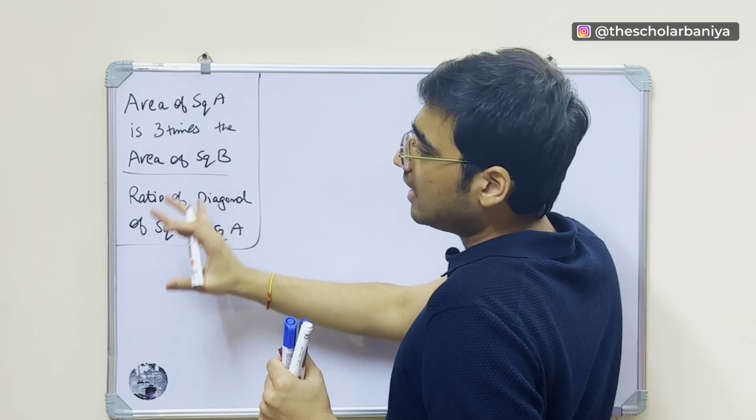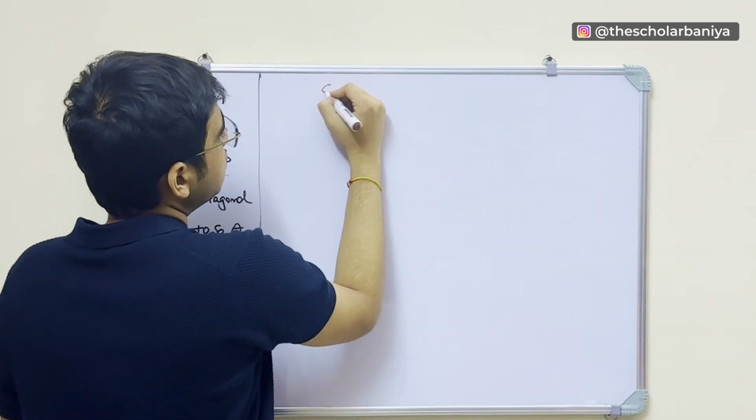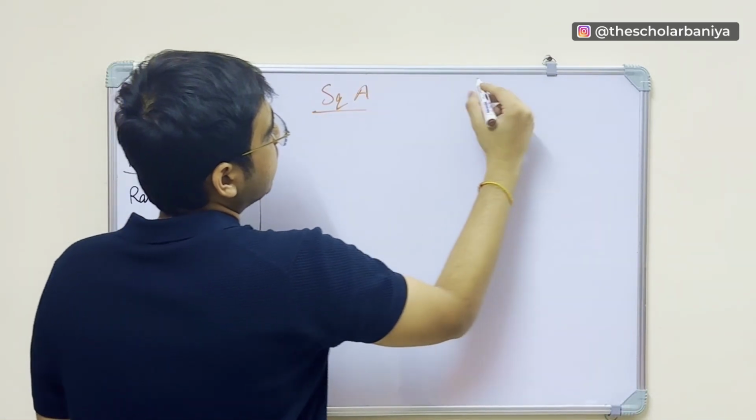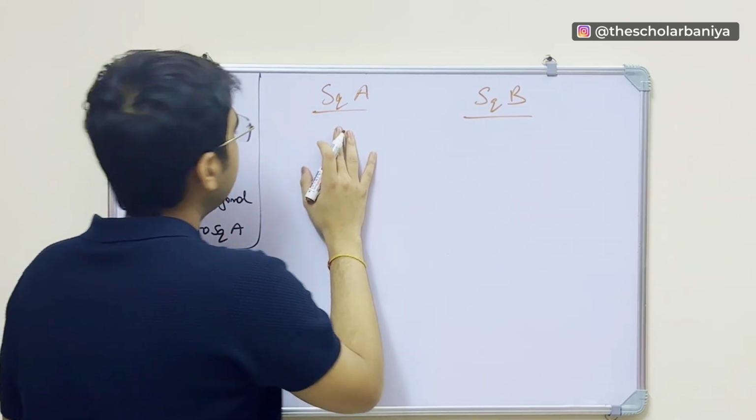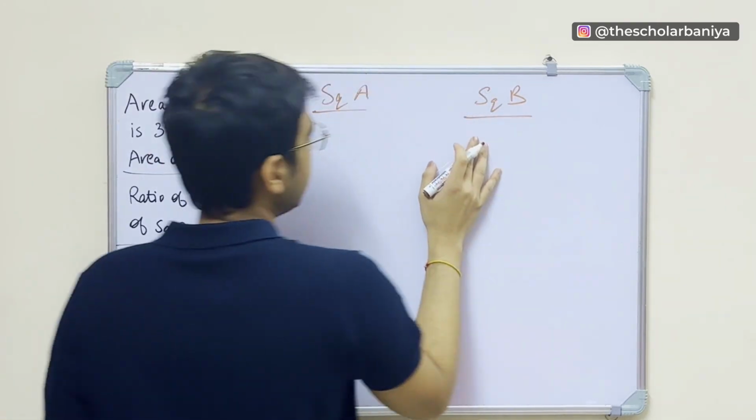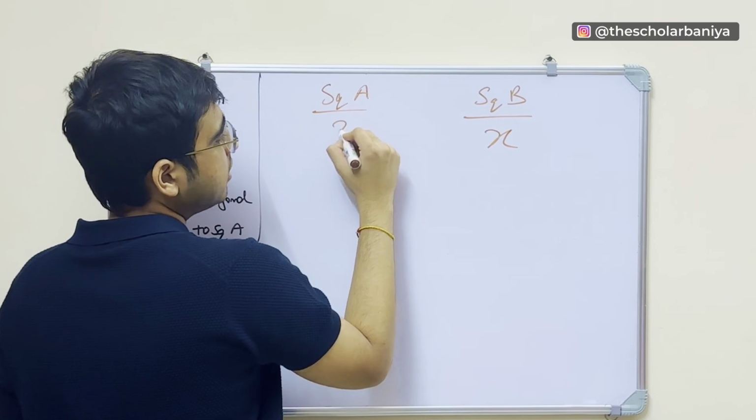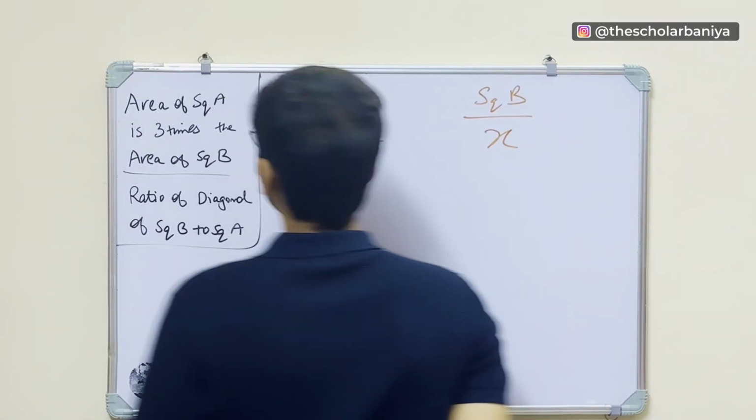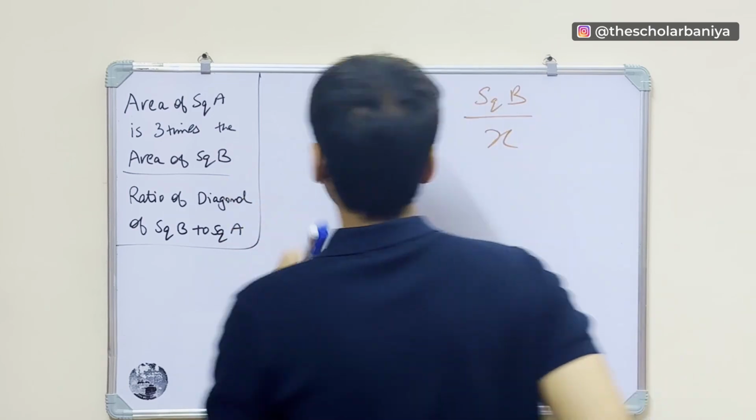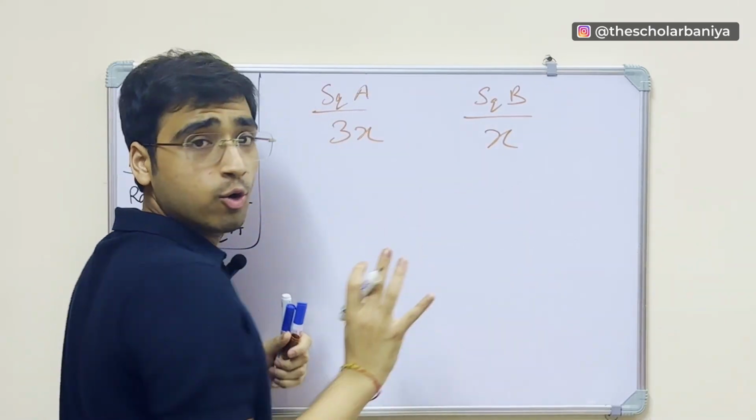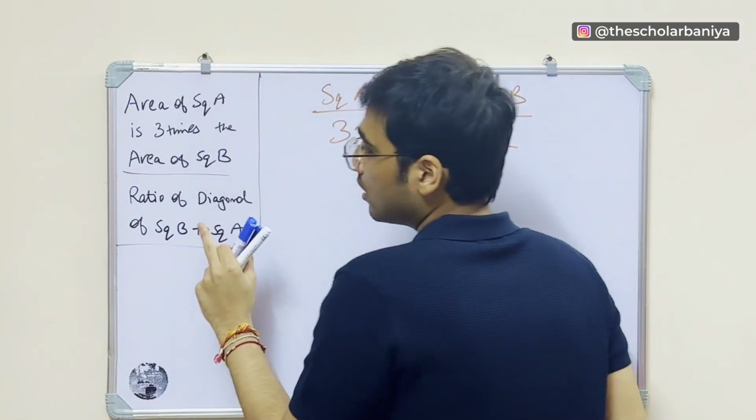The area of square A is 3 times the area of square B, right? So this is square A, and this is square B. Let's assume the area of square B is x. So how much will the area of square A be? 3x, right? Because the area of square A is 3 times the area of square B. So I hope this should be clear.